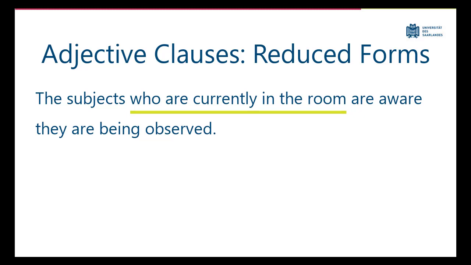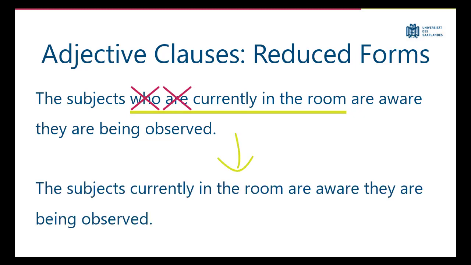In a subject adjective clause, it's possible to reduce the clause by taking out the relative pronoun and a form of the verb be. This would change the clause to the one you see in your paper. The subjects currently in the room are aware they are being observed.